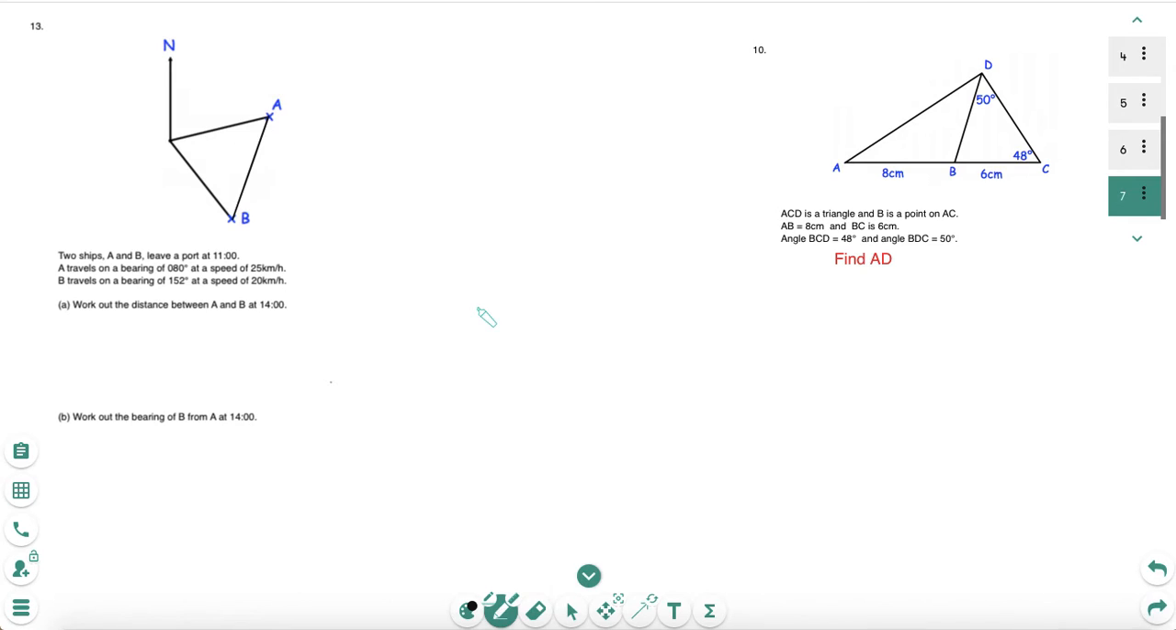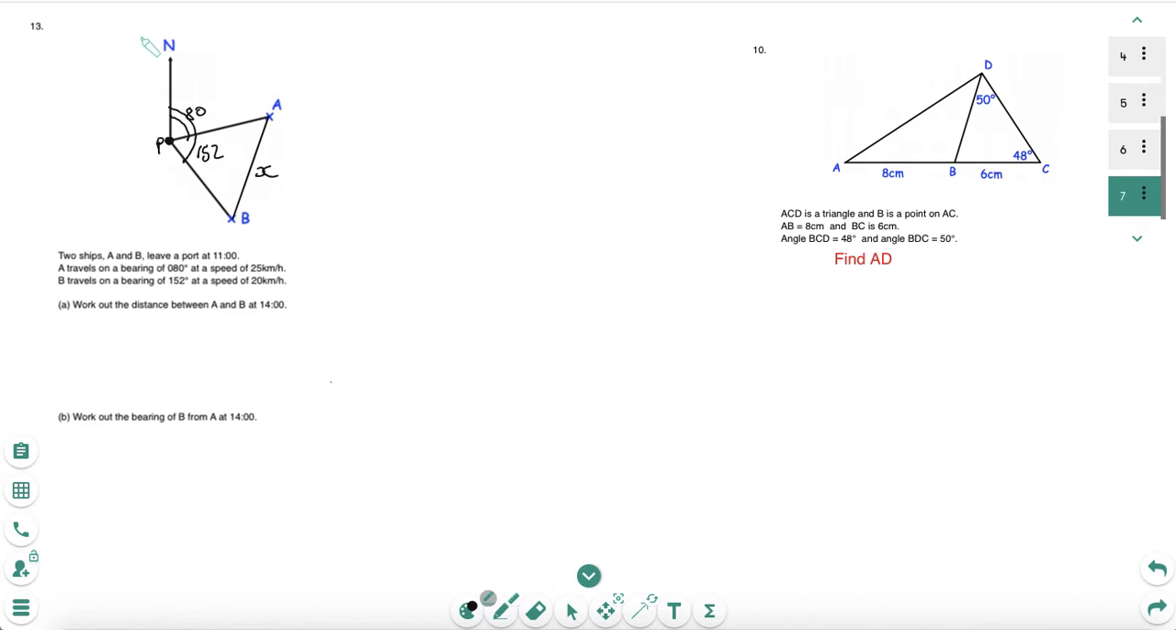Well, what do I know? Let's read this question. So that's our unknown. Two ships leave a port at 11 o'clock. So I'm guessing this is the port here. A travels on a bearing of 80 degrees. Well, from the port, we have our north line. From the north line, we always go clockwise to A. This must be 80 degrees. And B travels on a bearing of 152. So from the north line to here is 152.